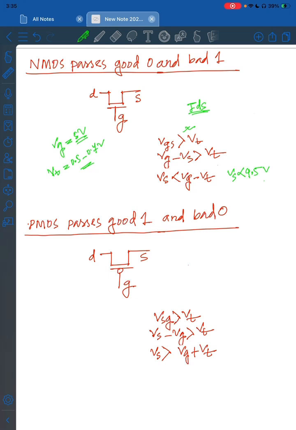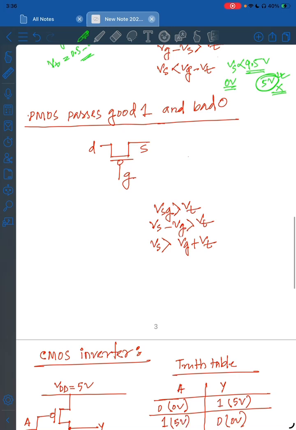So we can say that the source voltage can be as high as 4.5 volt, but it can go to a low voltage as 0 volt. So it can never be higher than 4.5 volt, like 5 volt. For the NMOS, it is never possible to achieve 5 volt because it will break the condition set. So from that we can say that the NMOS passes good 0 and bad 1.